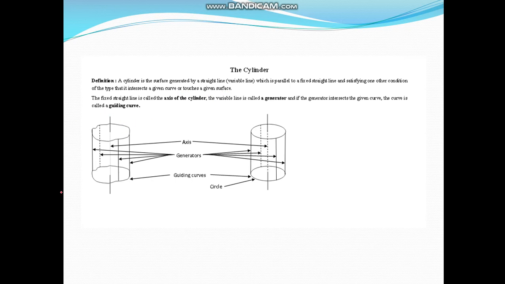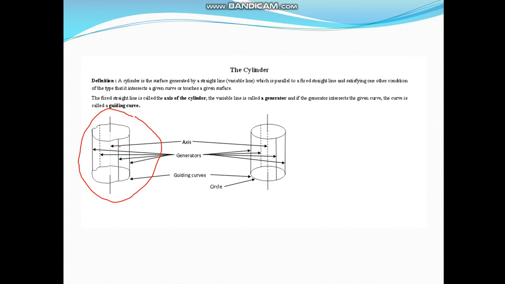Now see this first figure here. It is our straight line, and that straight line is parallel to a fixed line. It is the fixed line, which is also called the axis, and it is our given curve, whatever the curve may be. So the surface generated by this straight line, which is parallel to this line and passing through this curve, is called a cylinder. So it is a cylinder here.